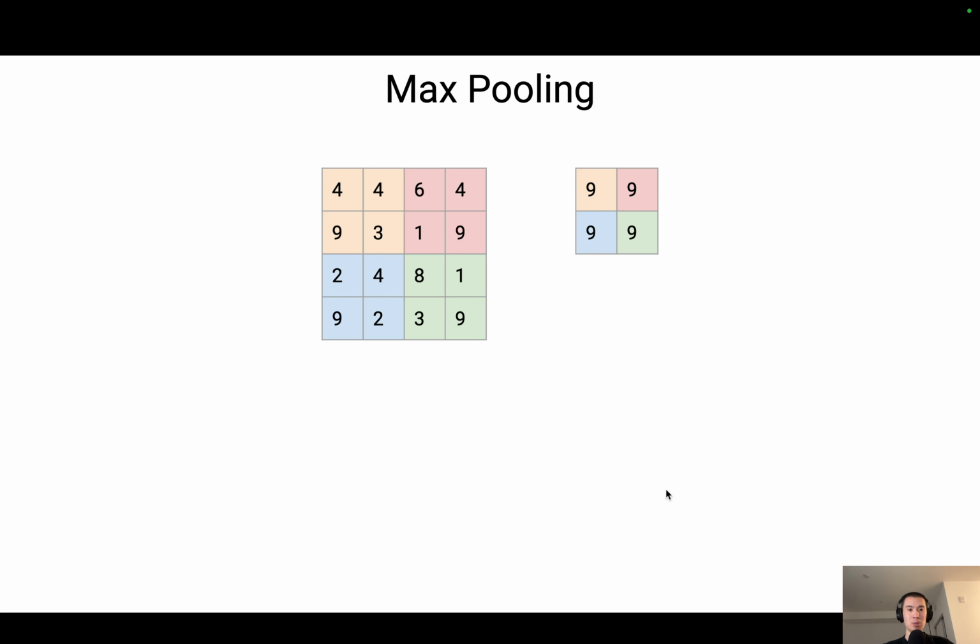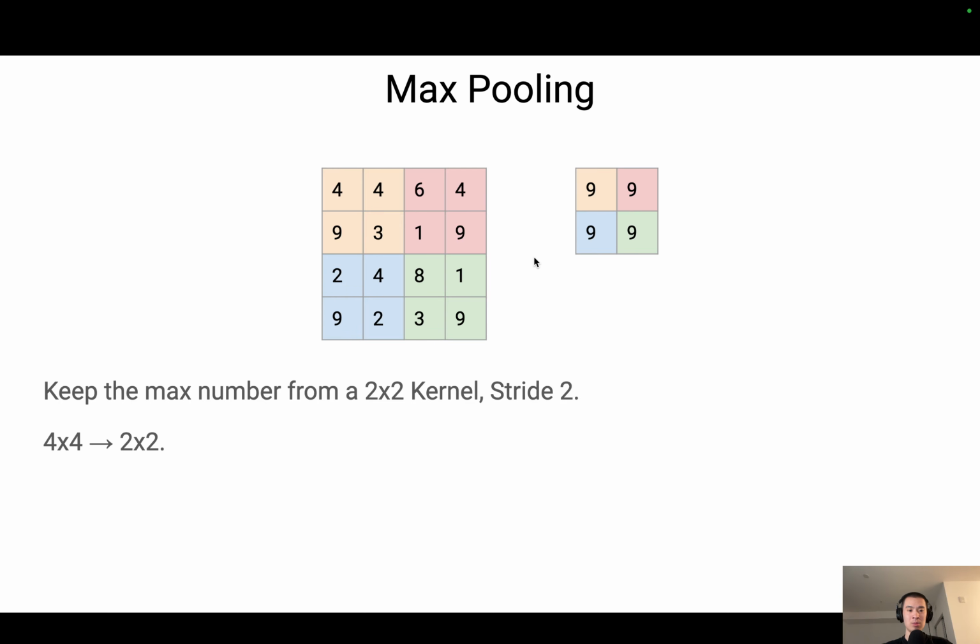Next up is max pooling, where we keep the max number from a 2 by 2 kernel with a stride of 2. This is fairly easy to understand here. In all these subsections with 4 small squares each, the biggest number is 9. So we'll keep 9 from all of them. So we end up with this 999. We went from a size of 4 by 4 to 2 by 2.